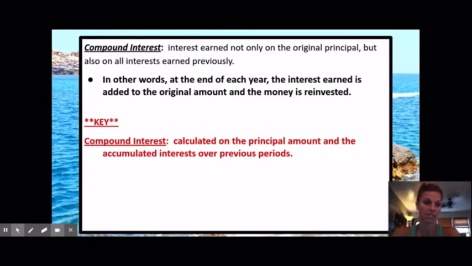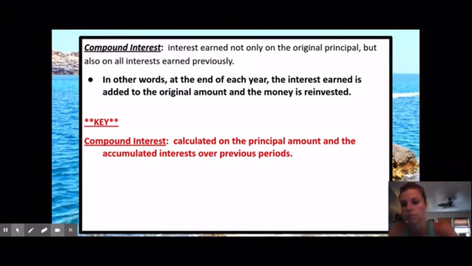So compound interest. This is interesting. And this is where a lot of things in real life actually have it. It's called compound interest. So it's not just interest on the principal, the amount you borrow, but it's interest on everything else. And depending on how long or how often it's compounded will depend on how much extra money you end up paying back. So in other words, at the end of each year or maybe each month, the interest earned is added back to the original amount. So credit cards, sometimes they'll have compound interest every month. So they are essentially charging you interest on your bill every single month. It's a lot of interest.